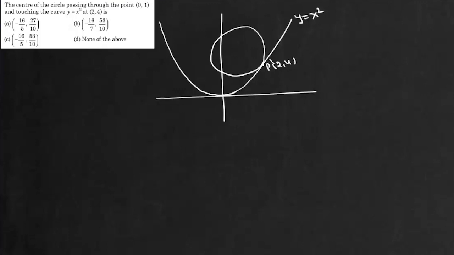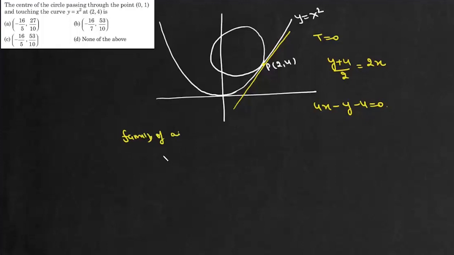(2, 4). Now this point lies on this parabola. We can find the equation of the tangent to this parabola at this point P, and this equation is given by T equals 0. It'll be (y plus 4)/2 equals 2x. So the equation of this tangent is 4x minus y minus 4 equals 0. Now we'll find the equation of the family of circles which touches this straight line at this point (2, 4). So the equation of the family of circles will be given by (x minus 2) square plus (y minus 4) square plus lambda times (4x minus y minus 4) equals 0.